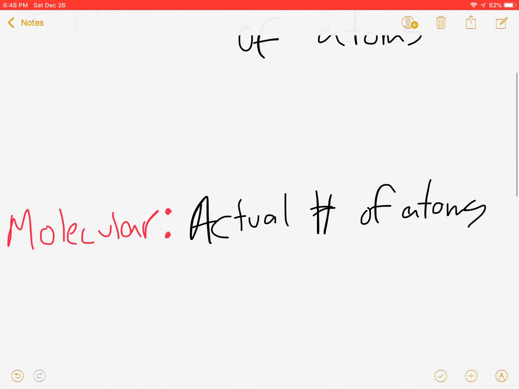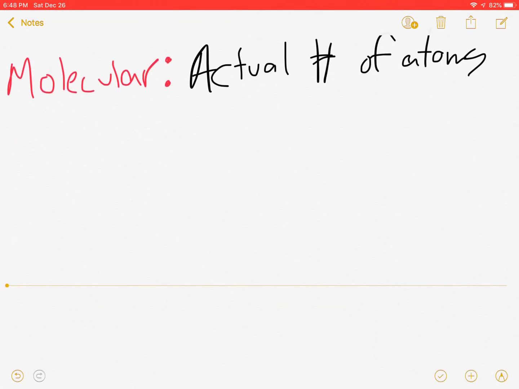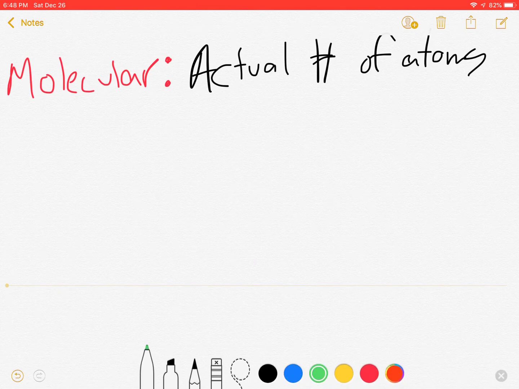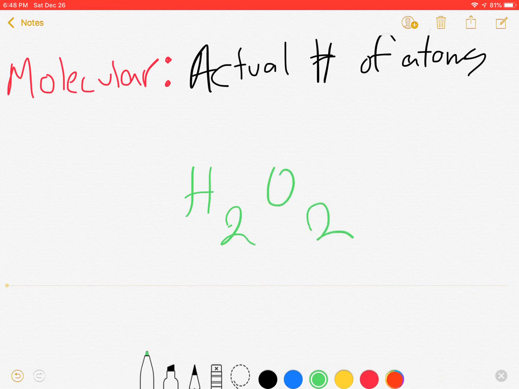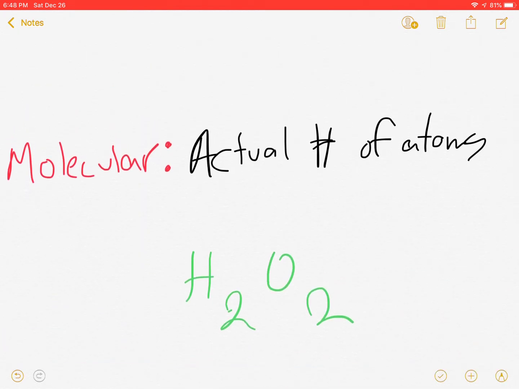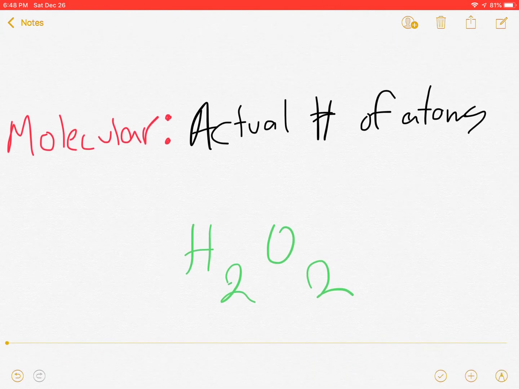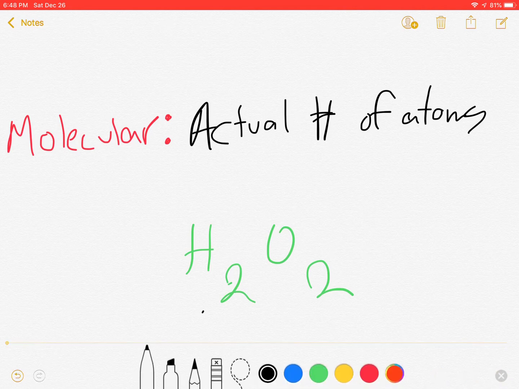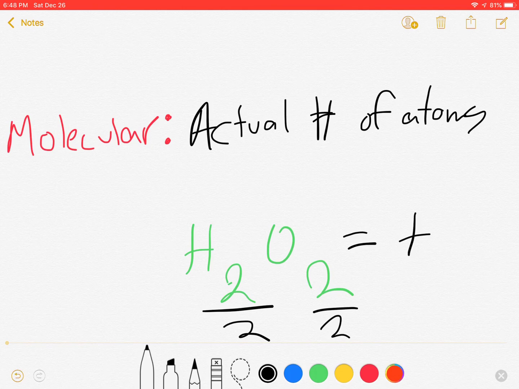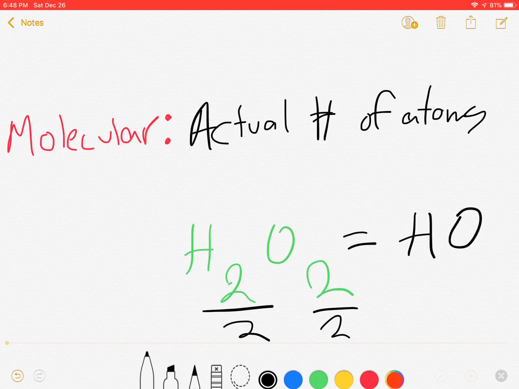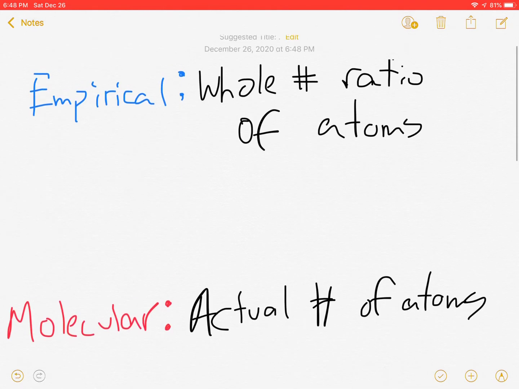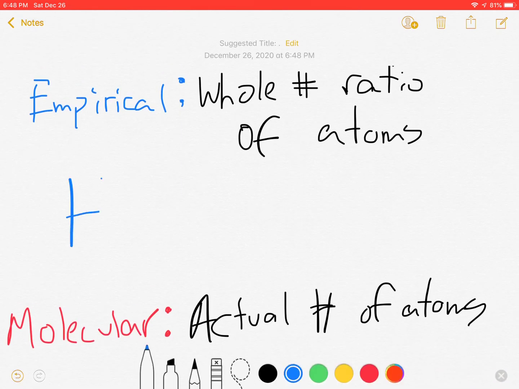So let's do a quick example to talk about that. Hydrogen peroxide has the formula H2O2. If I was asked to find the empirical formula for hydrogen peroxide, I need to take a common ratio between the hydrogens and the oxygens. So I can divide both of these by 2, and I would get a nice ratio of HO. That would be my empirical formula, HO.